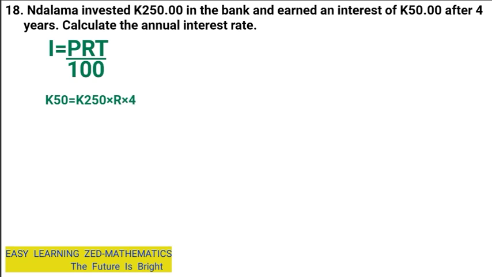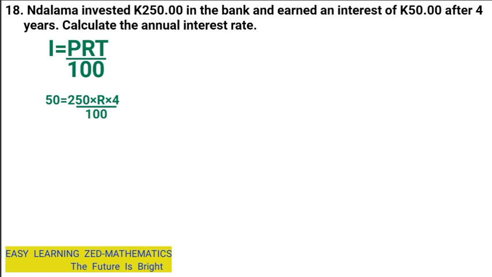Okay, I'm going to get rid of the kwacha signs. I just want to write numbers, no units. Then the whole thing, 250 multiplied by R multiplied by 4, will be divided by 100. Okay, so now here what we're going to do is I want to simplify the numbers on the right side. Remember, my focus is to leave R on the side of the equal sign. So I'll try to do as much as I can.